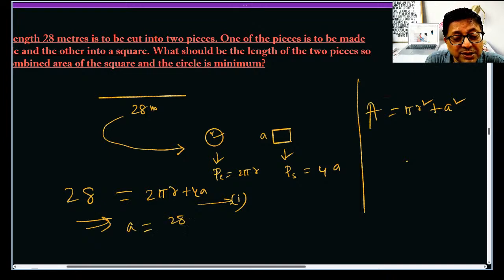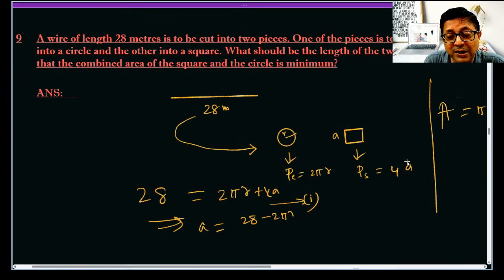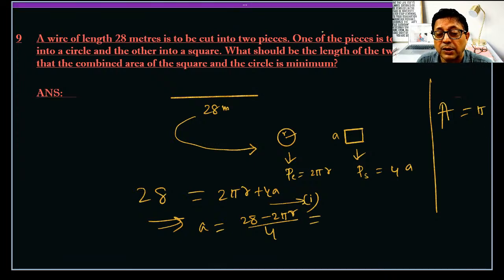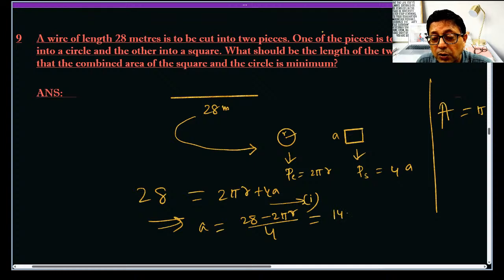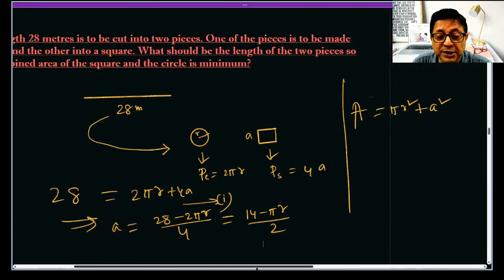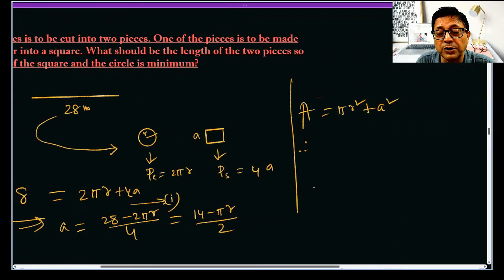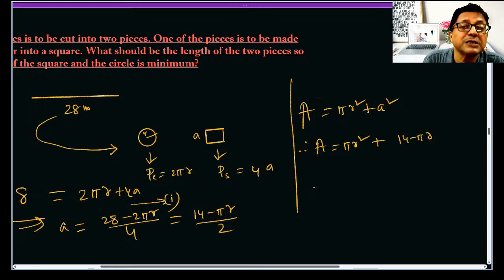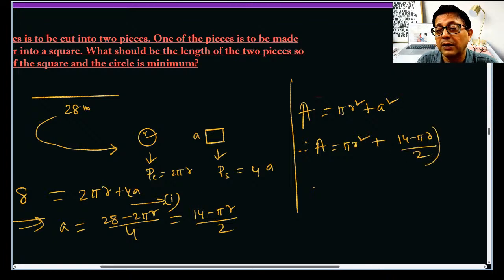a is 28 minus 2 pi r, that divided by 4. So this is nothing but 14 minus pi r by 2. Now use it in the given relation. Therefore A equal to pi r square plus 14 minus pi r by 2, whole square. Now this is in better form. You can open the bracket, add, then differentiate. You can do it here also.